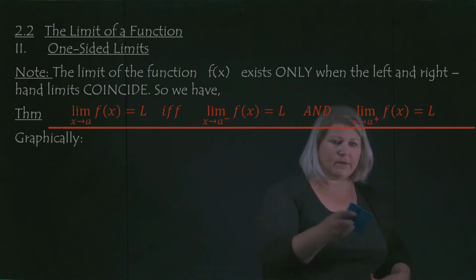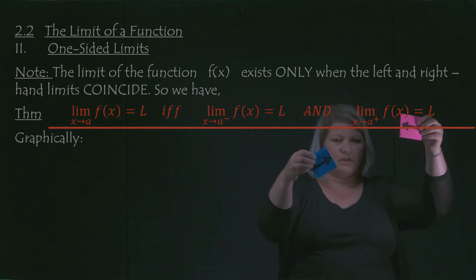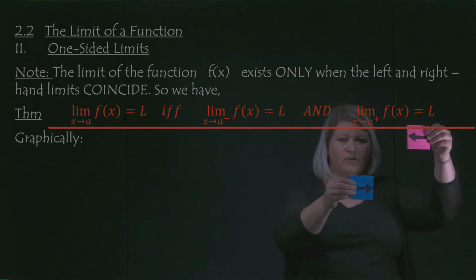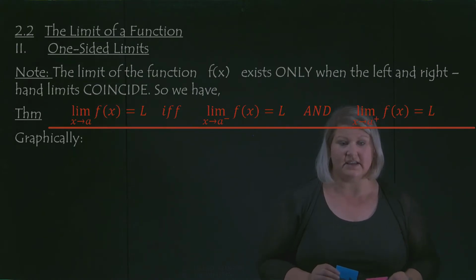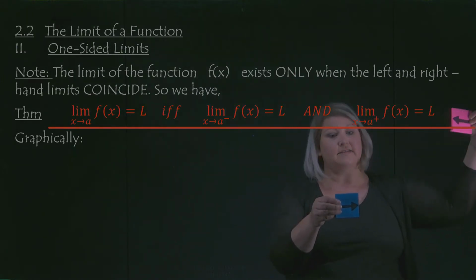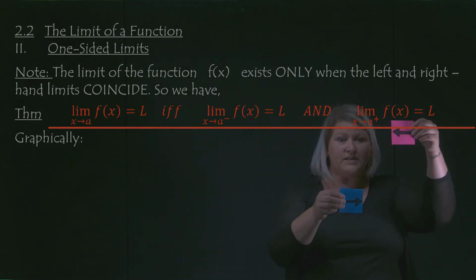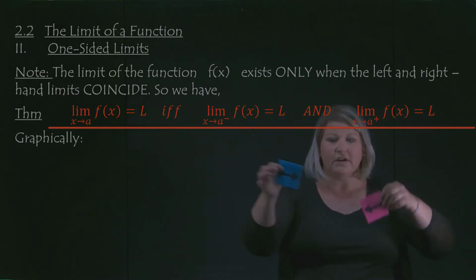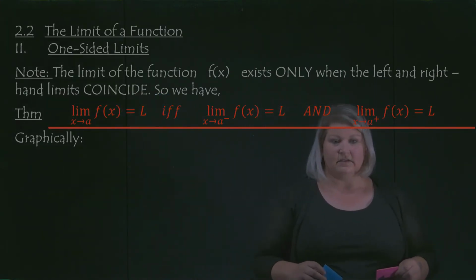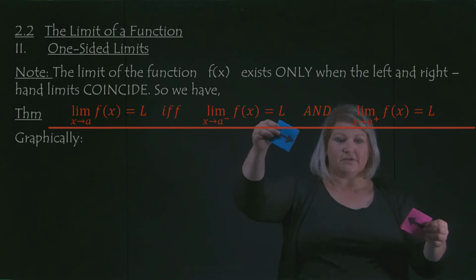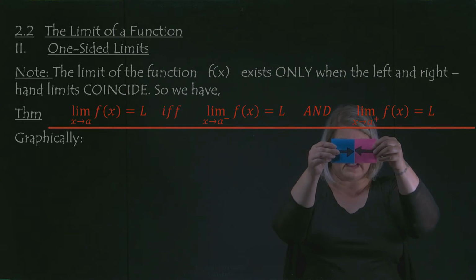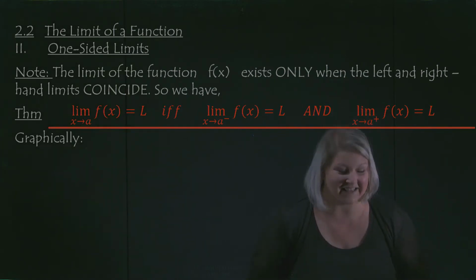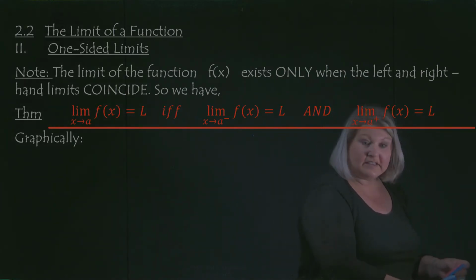In other words, if I'm approaching from the left and I'm approaching from the right, and they're not approaching the same value, then the limit doesn't exist. The left-hand limit exists and the right-hand limit exists, but because they're not coinciding at the same value, the actual limit doesn't exist. But like in our previous problems, if we're doing stuff from the left and the right, and they meet at the same spot, then we can say that limit exists. Let's see what I'm talking about.